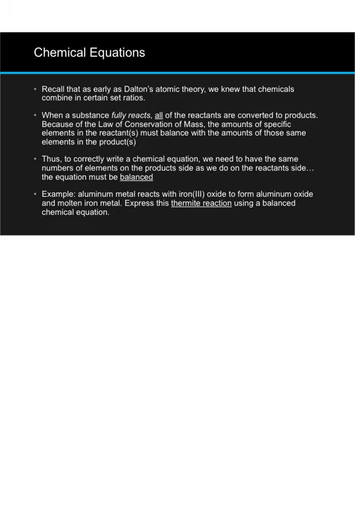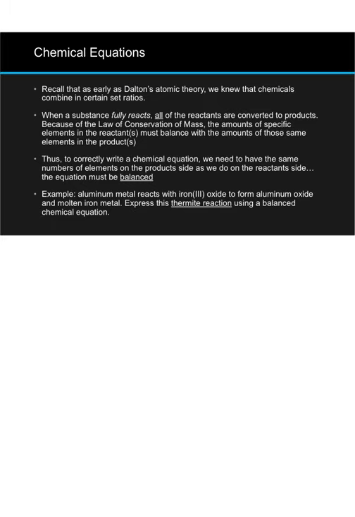In order to correctly write a chemical equation, we need a balanced reaction. A balanced chemical reaction will show us the same total quantity of every type of element on both sides of a reaction arrow, so that we never create nor destroy mass, in accordance with the law of conservation of mass.